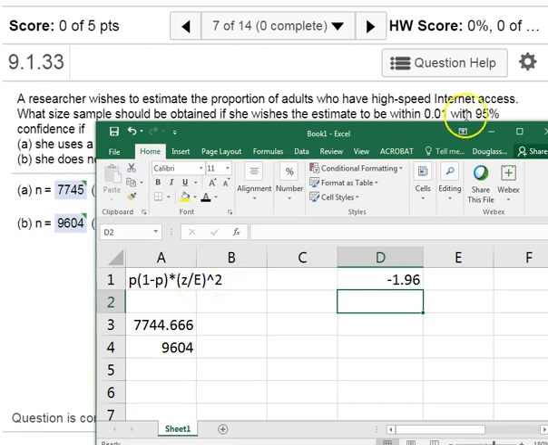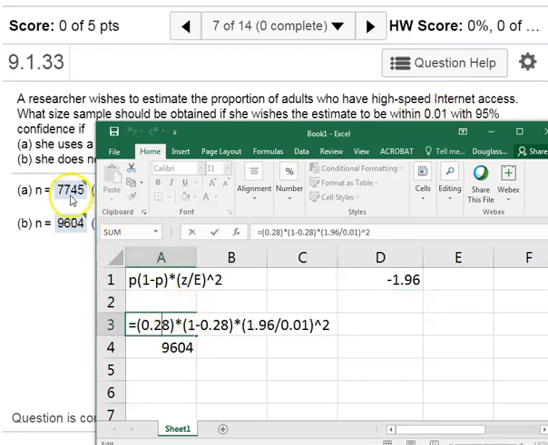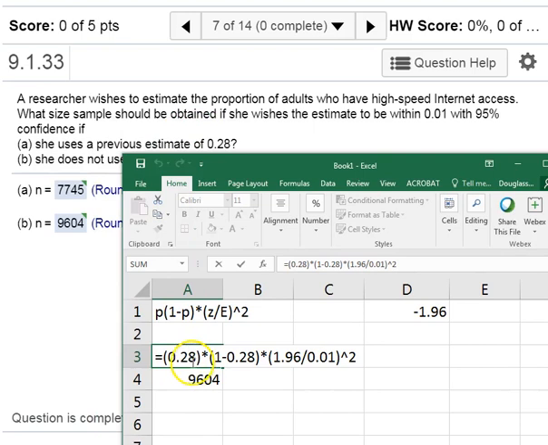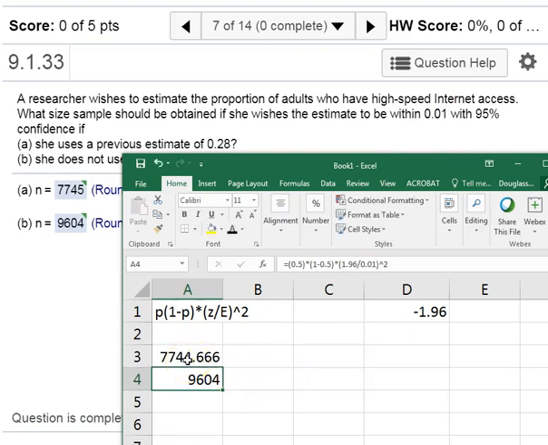So the margin of error we want is just 0.01. So if I plug those values in, we start off in part A that we're using an estimate of 0.28 for our proportion. So 0.28 times 1 minus that, and then those values that we did, the 1.96 divided by 0.01 and squared. And that's how you get the sample size needed to get that level of precision. Now you can't have a sample with a partial person in it, so we would round up. We always round up to the next whole number. So 7745 would be your answer.